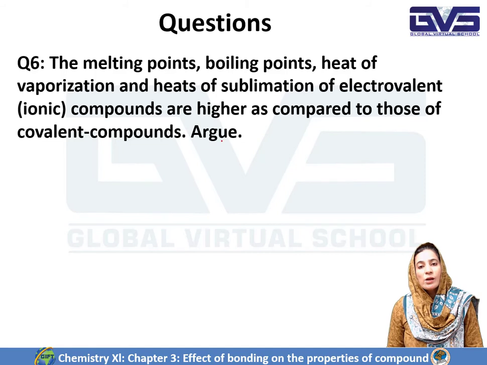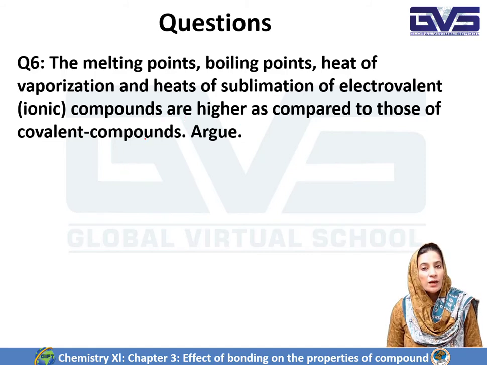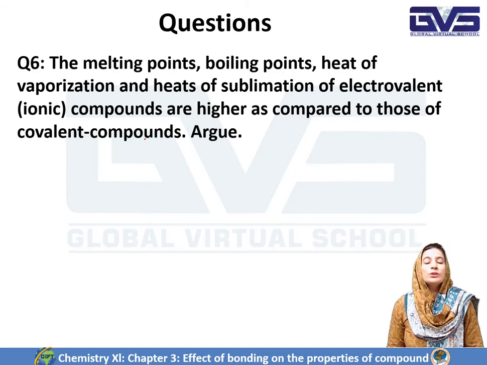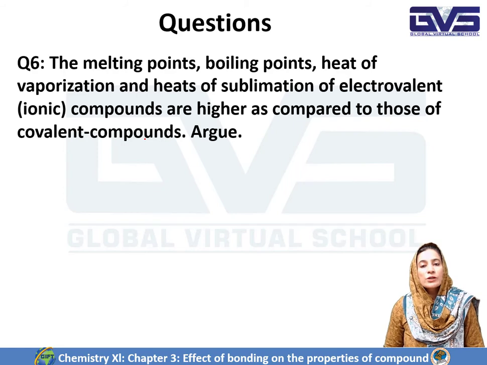So the melting point of ionic compounds or electrolyte compounds is higher as compared to covalent compounds. Argue means discuss it, because you know ionic compounds are formed due to electrostatic force of attraction that is stronger as compared to covalent compounds that are formed due to sharing of electrons. So more force of attraction, more bond energy, and their melting point, boiling point, and heat of sublimation and vaporization will be higher as compared to covalent compounds, because those are weaker as compared to the ionic compounds.